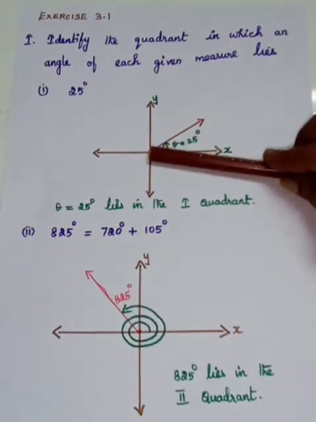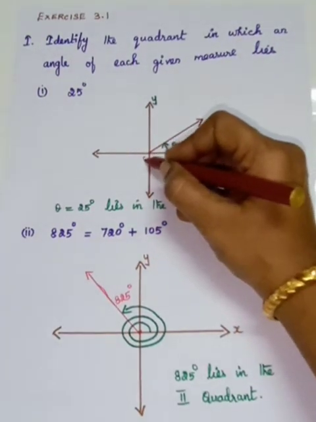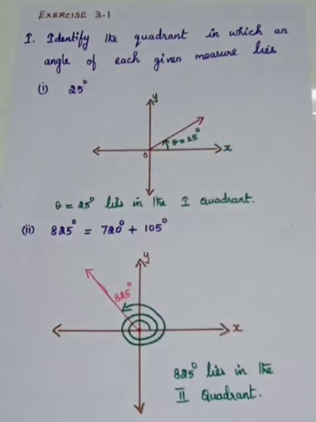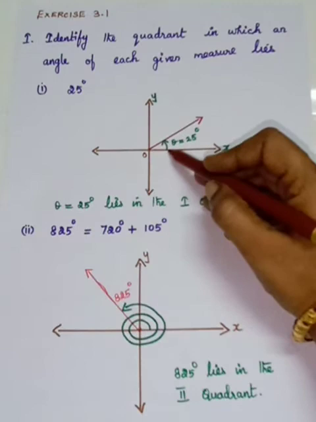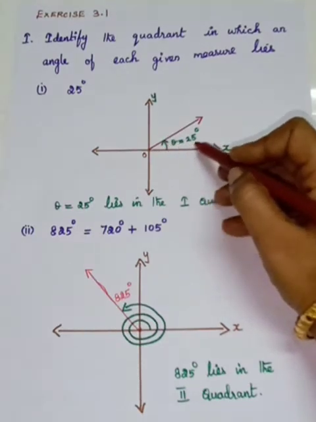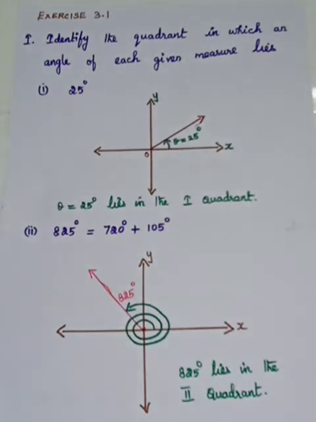This O is the vertex, that is, the origin is at the vertex. So this is your initial side, and after making the rotation of 25 degrees, this is the terminal side. So you see theta is equal to 25 degrees. In which quadrant does it lie? It lies in the first quadrant. Okay, come to the second one.